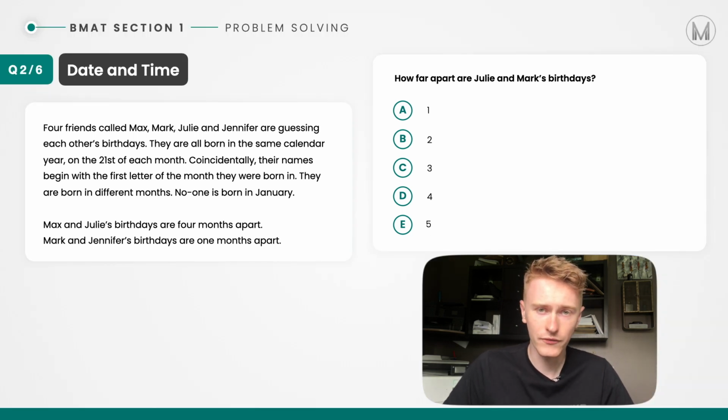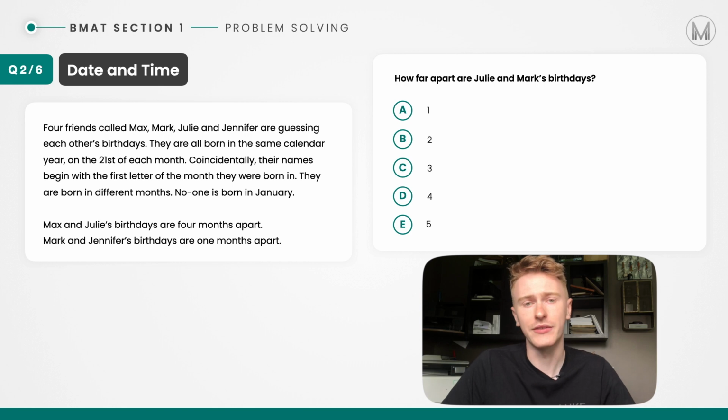So we're looking for how far apart are Julie and Mark's birthdays. And we're given information about the other pairings. So for example, we're given the information about Max and Julie as well as Mark and Jennifer's. So that means that we're going to have to work out potentially when everyone's birthdays are before then eventually finding out what's the difference between Julie and Mark.